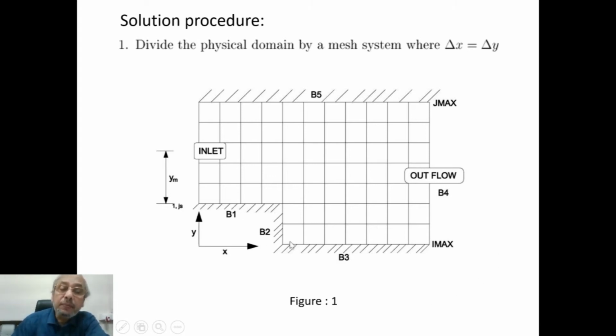So you can see B1, B2 and B3. These are parts of bottom wall, and B5 is the top wall, B4 is the outflow boundary, and the inlet boundary I have not defined with any other nomenclature. Clearly written, this is inlet boundary. And again we have taken delta x equal to delta y. This is for some simplification of understanding. You can always take delta x different than delta y. Accordingly, the equations have to be modified.